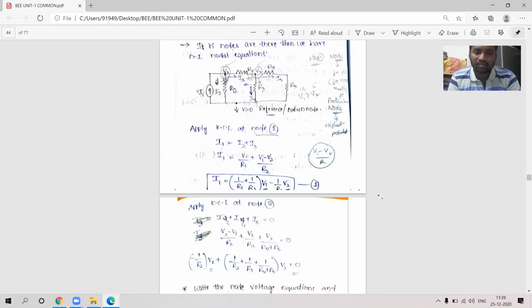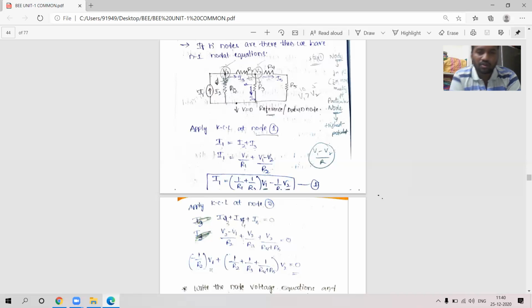After solving for the voltages, suppose V1 is greater than V2, we can say that current is flowing from V1 to V2. Suppose V2 is greater than V1, we can say that current is flowing from V2 to V1. Likewise, we need to consider. Let us write the nodal equation for the first node.